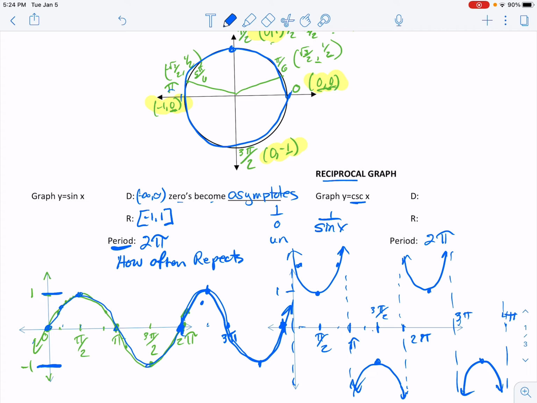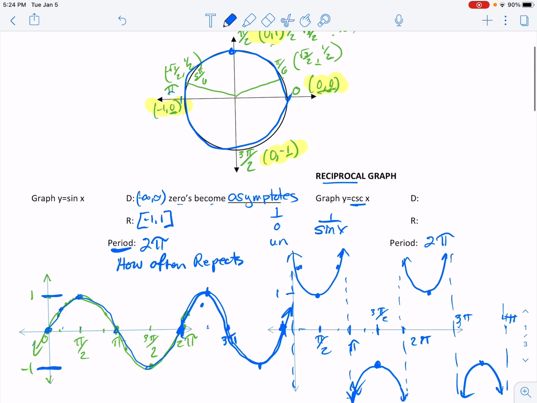The range goes from negative infinity, because those are arrows, to negative 1. Negative infinity to negative 1, and it's included. And it also starts again at 1 and goes to infinity. The domain, it's everything except the asymptote.